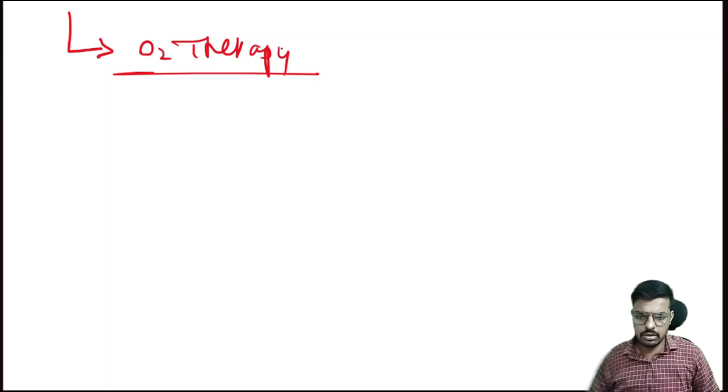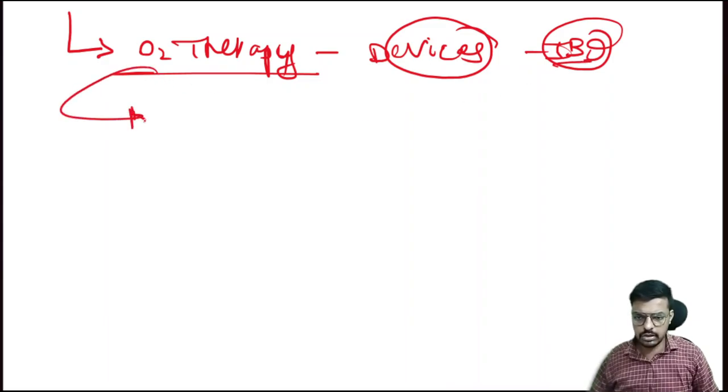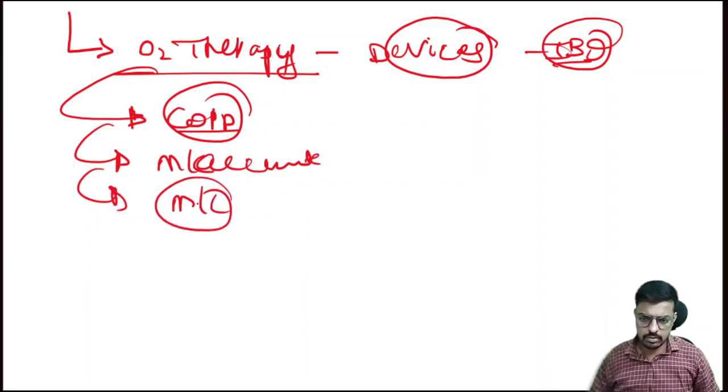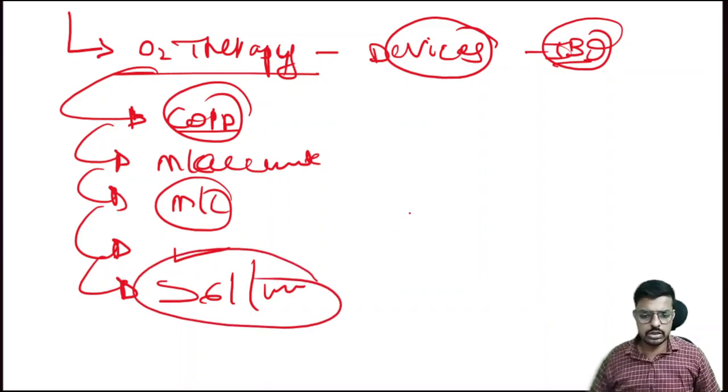From the oxygen therapy, the questions may come from the devices. There's an image based question. Then they will ask which one is preferred in COPD. Which one is the most accurate method of delivery of oxygen? Which one is the most common method of delivery of oxygen? Which is preferred in an anxiety patient? Which is preferred if you want to deliver more than 6 liters per minute? Which one is preferred if you want to deliver less than 6 liters per minute?